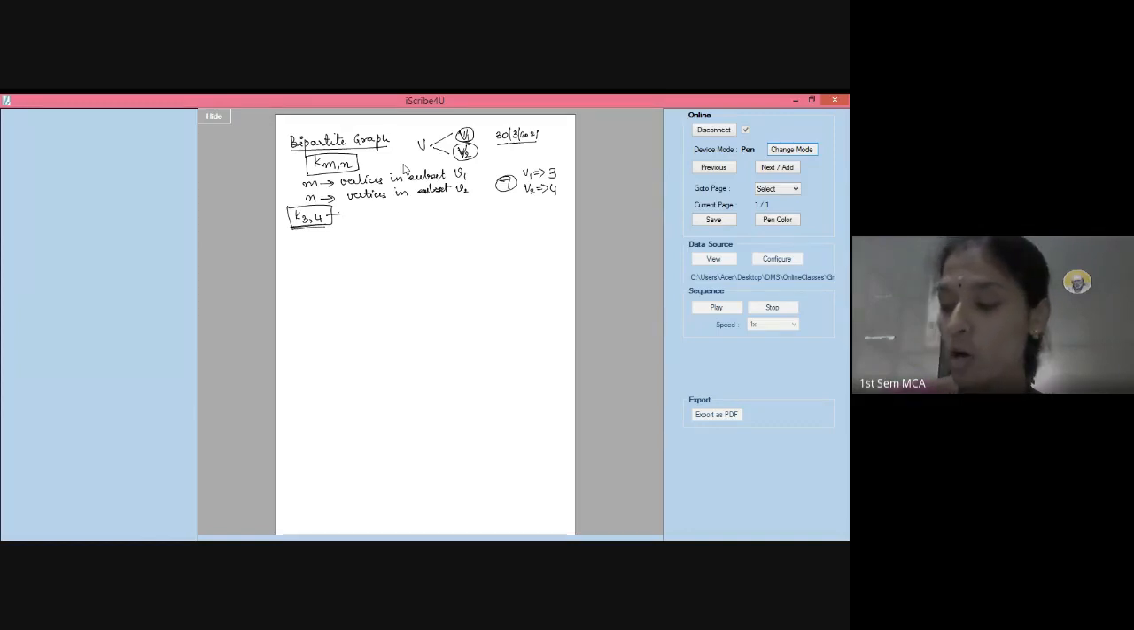So if I have to draw a bipartite graph of the form K3,4, how can I do it? I will take 3 vertices here, let me call them P, Q and R, and then I will take another set containing 4 vertices, let me call them A, B, C and D. So every edge that I am going to draw should be from PQR to ABCD only. You cannot have any edges between P and Q. Let us see what can be done.